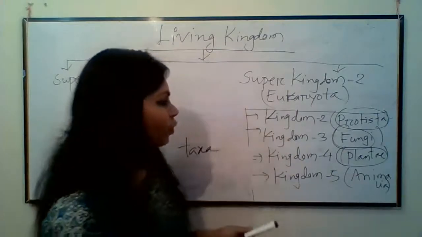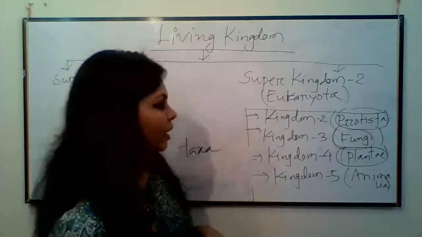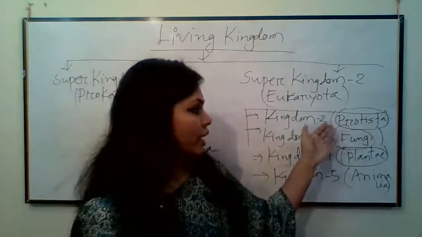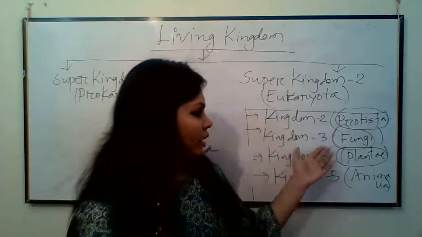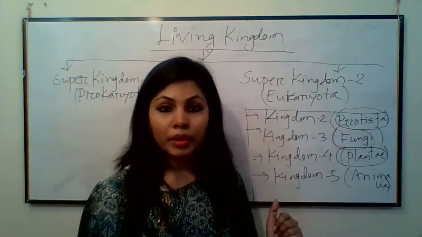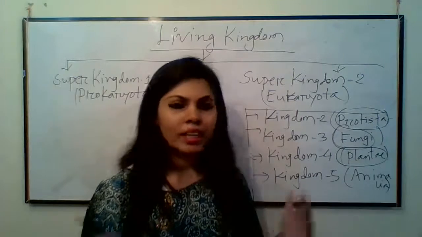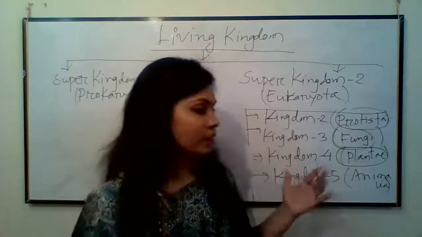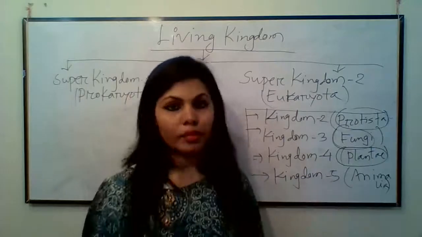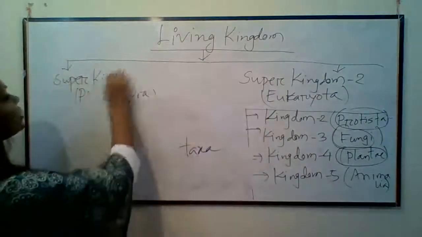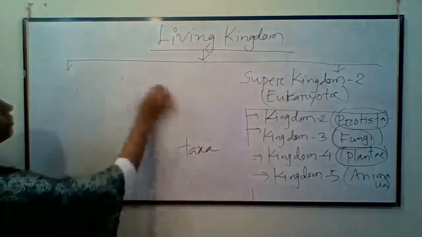Understand? Now, I already told you that bacteria are under Monera, amoeba under Protista, and Penicillium, yeast, and many other things under Fungi. All advanced plants are under Plantae, and then Animalia. Okay, so now let's discuss something about the animal kingdom.